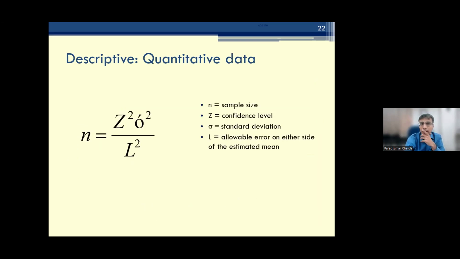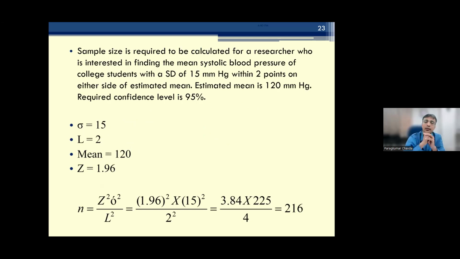With regard to the descriptive, the formulas are similar. Z square and L square remain the same. Instead of P and Q, what we report here is standard deviation. So allowable error here is relative to the standard deviation of the variable of interest. So let's take this example.